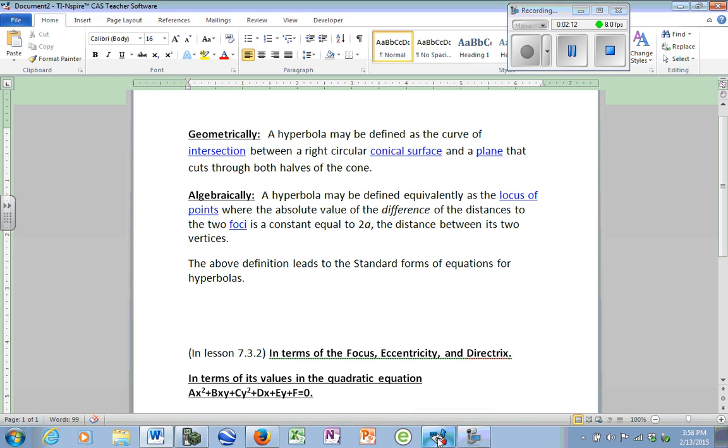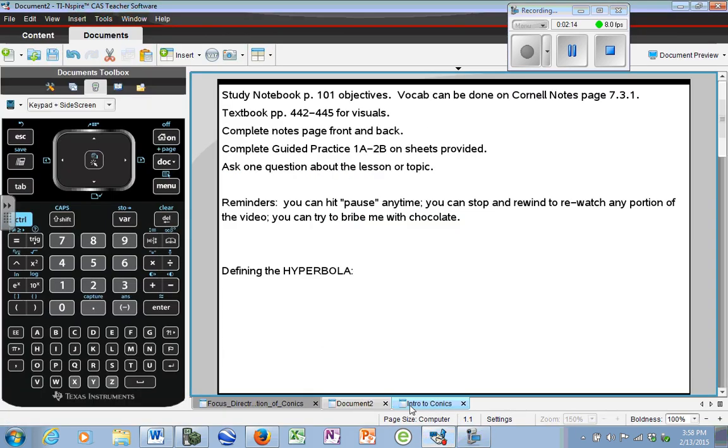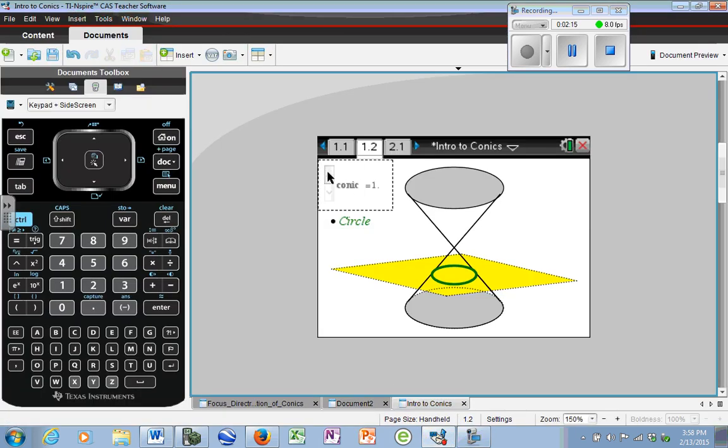And what does that look like? Well, we looked at this before. There it is. If it's sliced this way, it's a circle. Sliced that way, it's an ellipse. Sliced this way, it's a parabola. And then today, if that plane slices straight through both cones, it looks like that, a hyperbola.